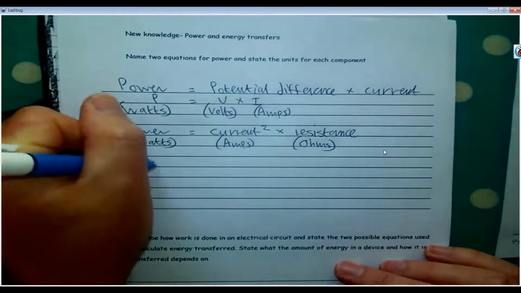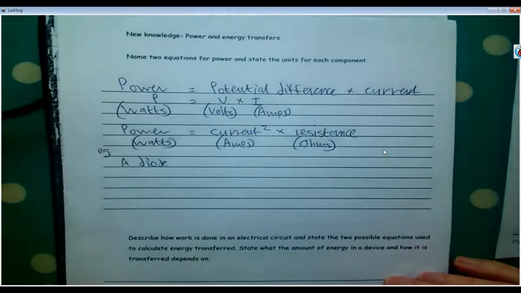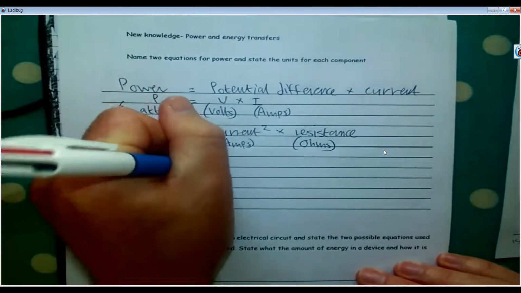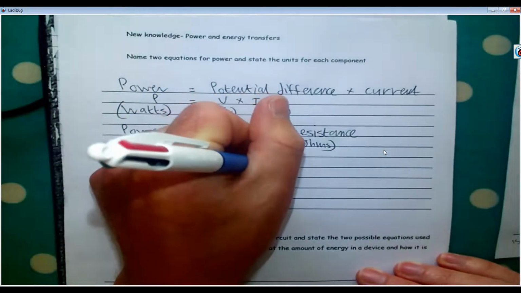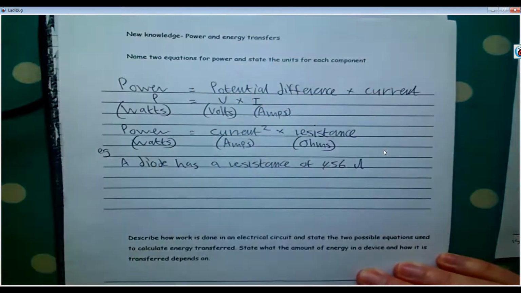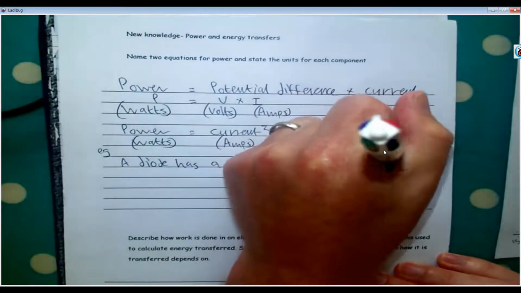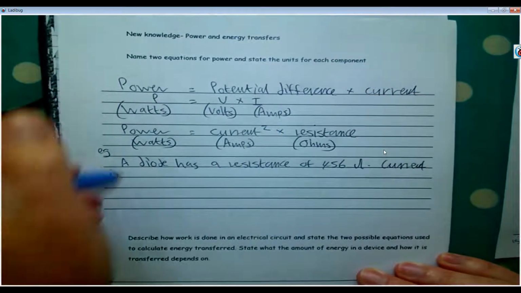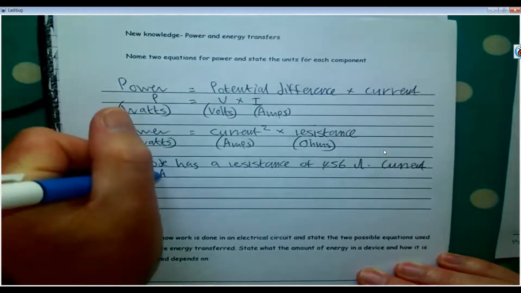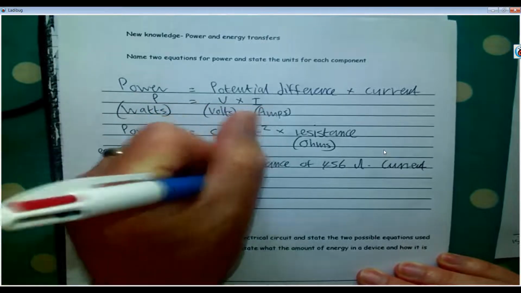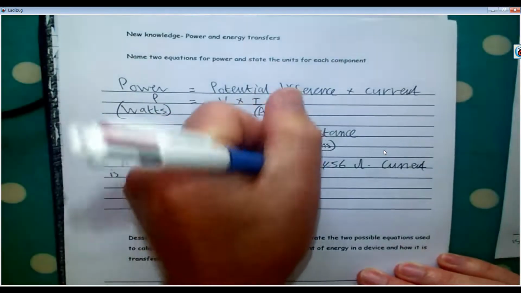So a little example for you here of a type of past paper question. A diode, and we know what one of those is from previously, they only allow current to flow easily in one direction, a type of resistor. A diode has a resistance of 456 ohms. Current is 2.8 amps. What, pardon the pun, is the power?